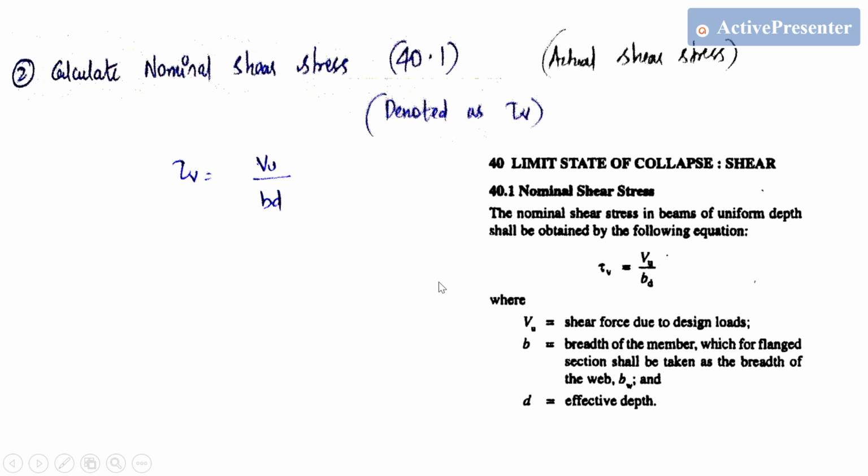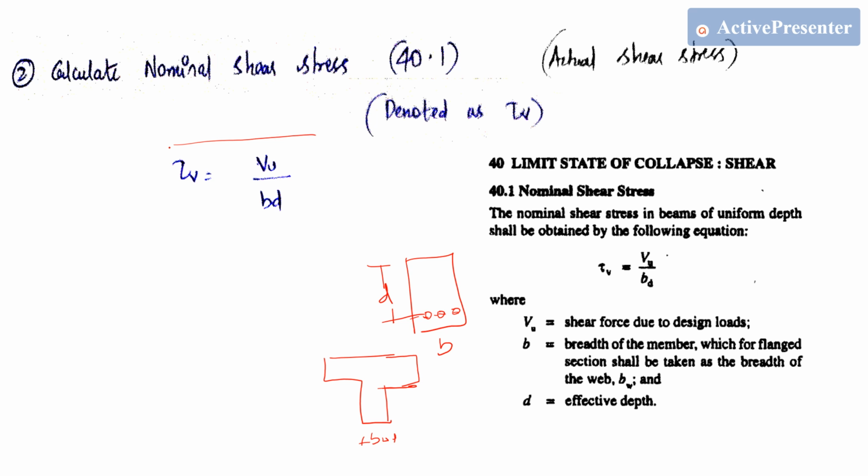That is, if it is a normal rectangular section, you can take b, and this is your effective depth, you can take it as d up to the center line of your reinforcement. Now, if it is a T beam or a flanged beam, you can take this as bw as your b. This is bw, that is a change. So tau v, the actual shear stress or the nominal shear stress, is equal to Vu by bd, where Vu is the shear force at the critical section, and b is the width of the beam, and d is the effective depth of the section.